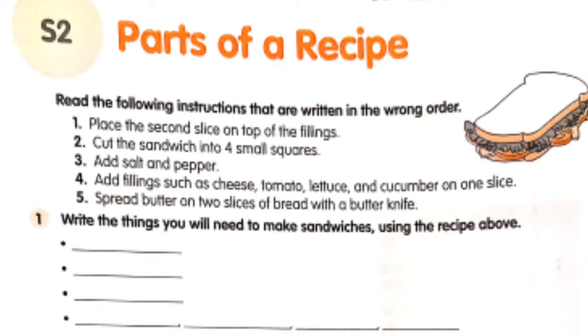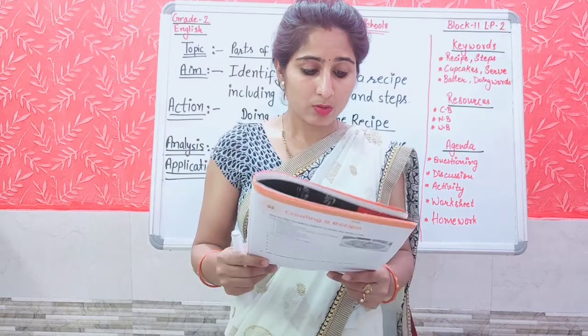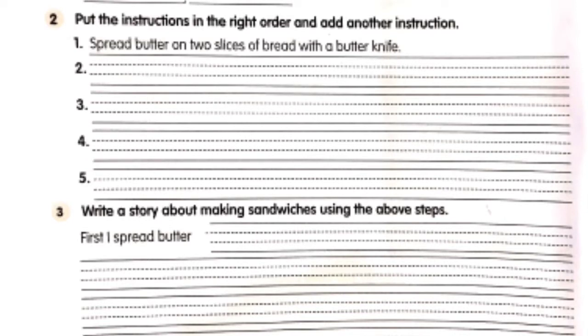Question number 1. Write the things you will need to make sandwiches using the recipe above. What will you do here? You will write the ingredients, the things which you need to make the sandwich, you will write here. Now question number 2. Put the instructions in right order and add another instructions. Yes, here first instruction is given, spread butter on 2 slices of bread with a butter knife. So this how you will write all the instructions in correct order.